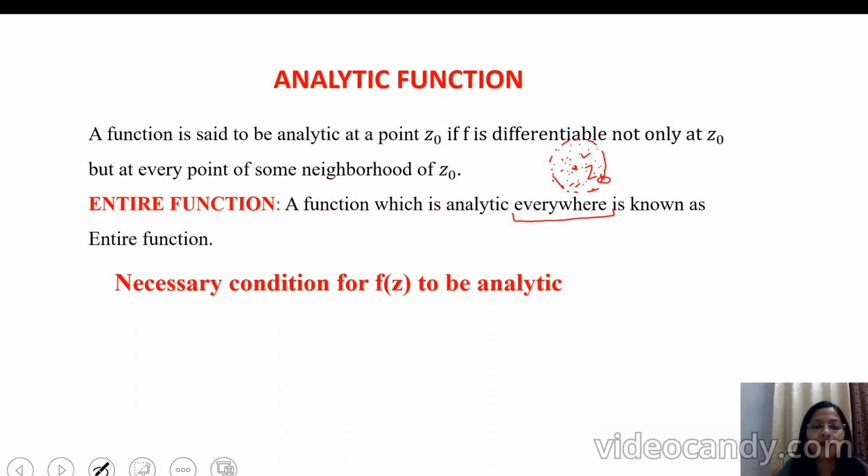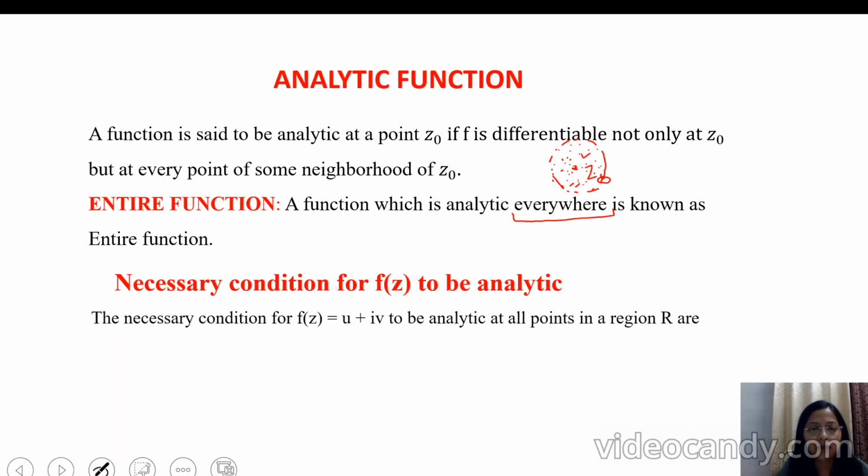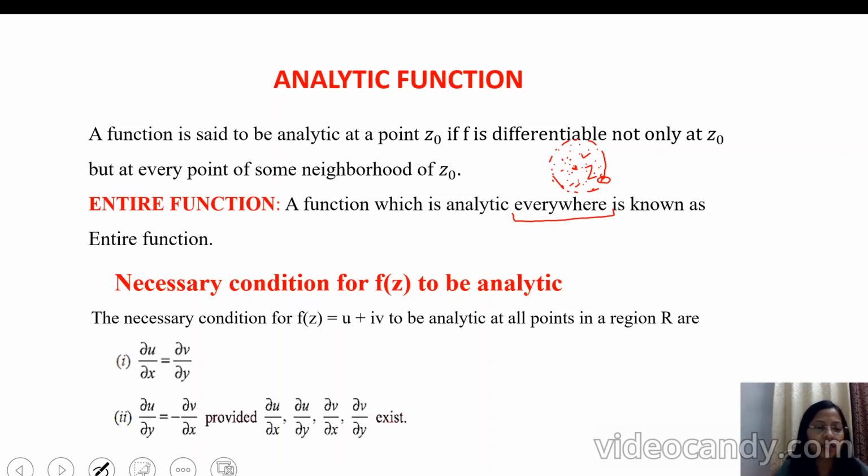Okay, and now the necessary condition for the function f(z) to be analytic is that for f(z) = u + iv to be analytic at all the points in region R, ux = vy, and uy = -vx, provided all the partial derivatives of u and v exist. In short, we have been writing like this: ux, this is uy, this is vx, and this is vy. So if all the partial derivatives of u and v exist, then ux = vy and uy = -vx. Remember this condition? This is the necessary condition for function f(z) to be analytic.